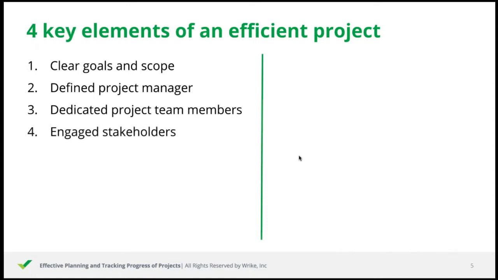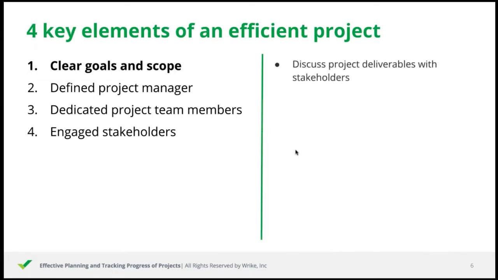Let's talk about the first element, which is clear goals and scope. It is crucial that all stakeholders agree on the project goals and scope before it gets initiated. If there are any disagreements on them, it would be better to discuss them before any effort has already been made. When determining a project scope, you need to reach an agreement with the stakeholders on the deliverables, costs, actionable steps, and deadlines. Once all the details have been discussed, add them to the description of the project in Wrike.